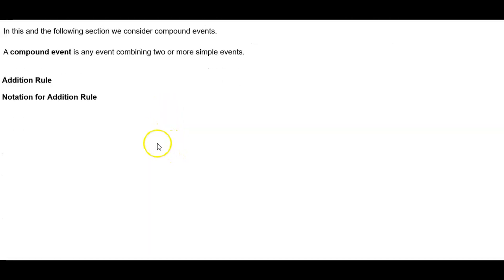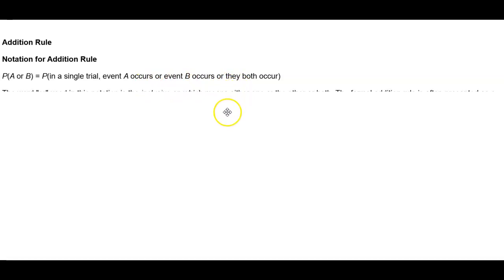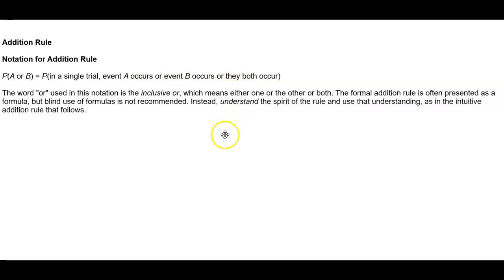Now, the addition rule. Let's take a look at the notation for the addition rule. The probability of event A or B is equal to the following. We would say that the probability in a single trial, event A occurs or event B occurs, or they both occur. Now, the word "or" used in this notation is the inclusive "or," which means either one or the other or both.